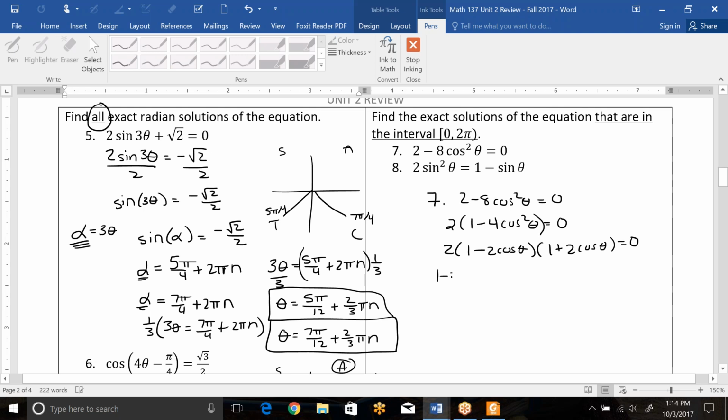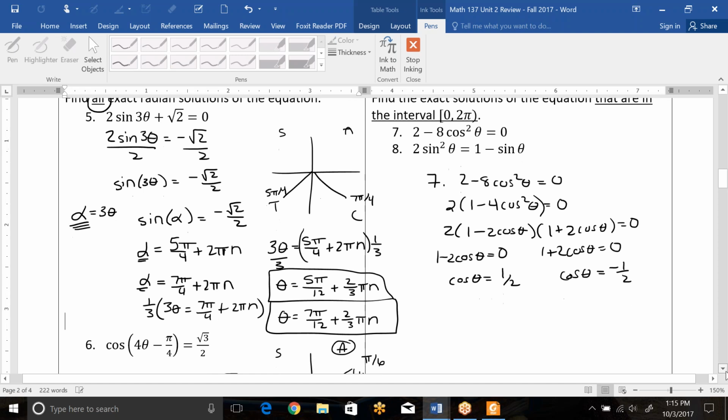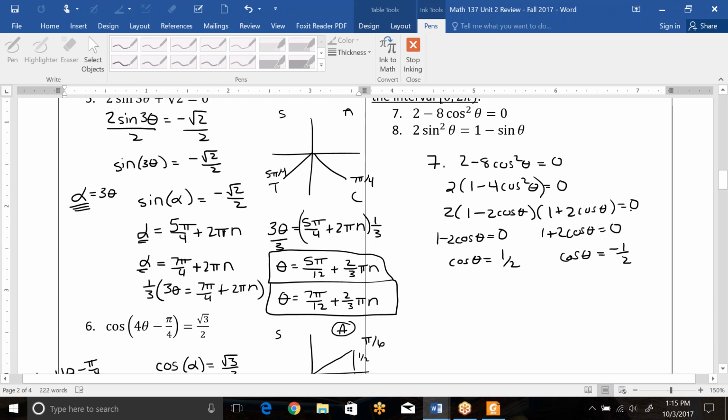So if we set these equal to 0 and solve them, now the 2 doesn't give me any solutions because it doesn't have a theta on it. But this one will give me positive 1/2 because I would subtract and then divide by negative 2. And this one I would subtract 1 and then divide by positive 2. So I get negative 1/2. So we're looking for the locations where cosine equals 1/2 and cosine equals negative 1/2. So if we think about our group here, and we don't need to do any back substituting this time. Notice there's nothing in there except for a theta. So we're just solving these for the theta.